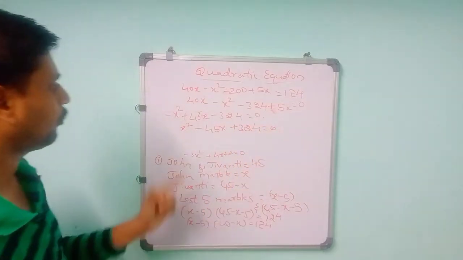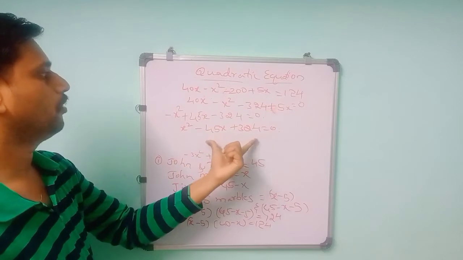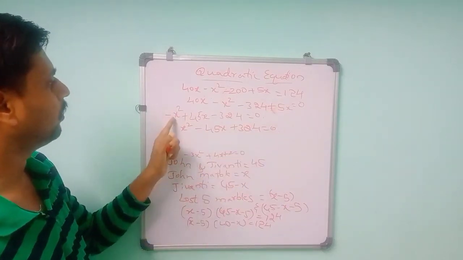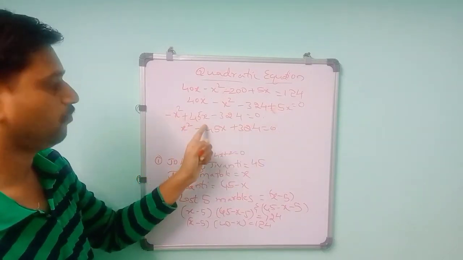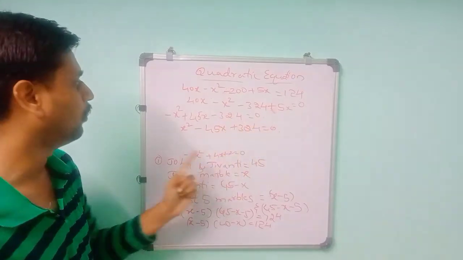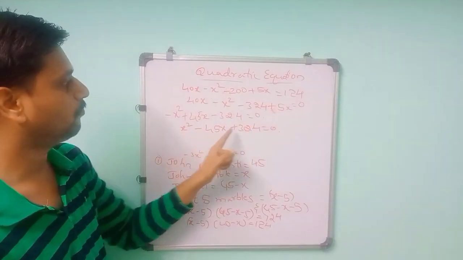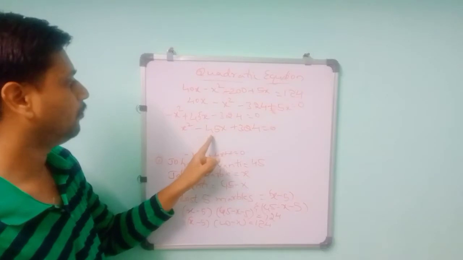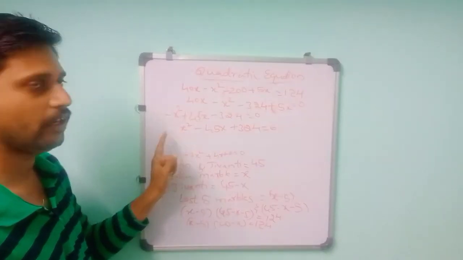So this is the required representation of the quadratic equation mathematically. Here, minus x square plus 45x minus 324 is equal to 0. It is in the form of ax square plus bx plus c. So c is the constant number, bx has the coefficient of x, and x square has the coefficient a.